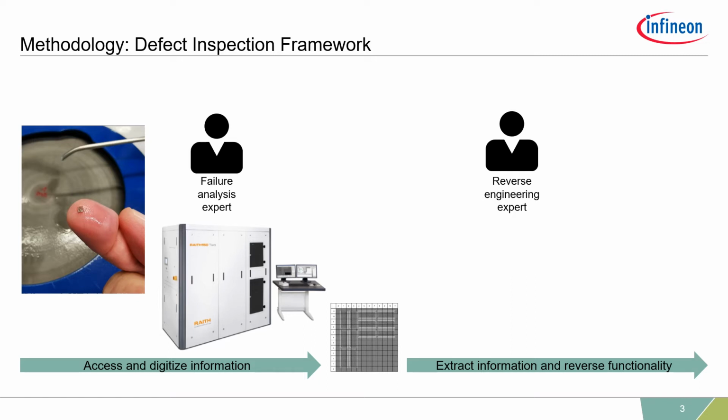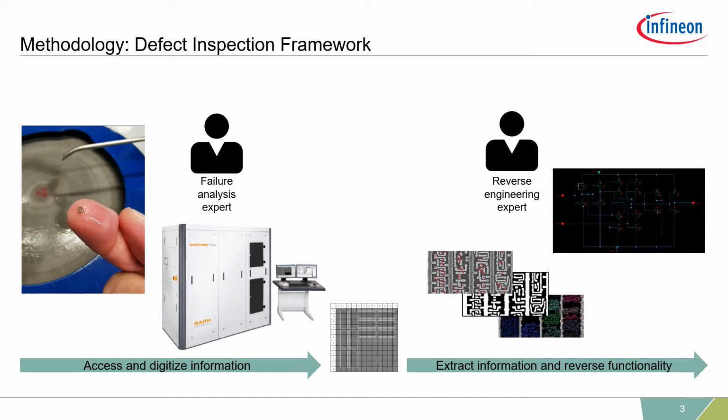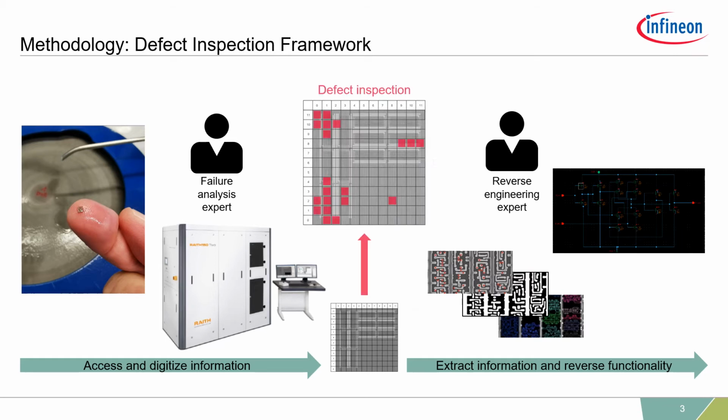The resulting image mosaic, which often consists of thousands of high-resolution individual frames, is now passed on to the reverse engineering expert. This expert extracts the structural information using image processing methods and assembles the individual parts into an interpretable netlist. While the image is still being captured, our defect inspection tool comes into play.